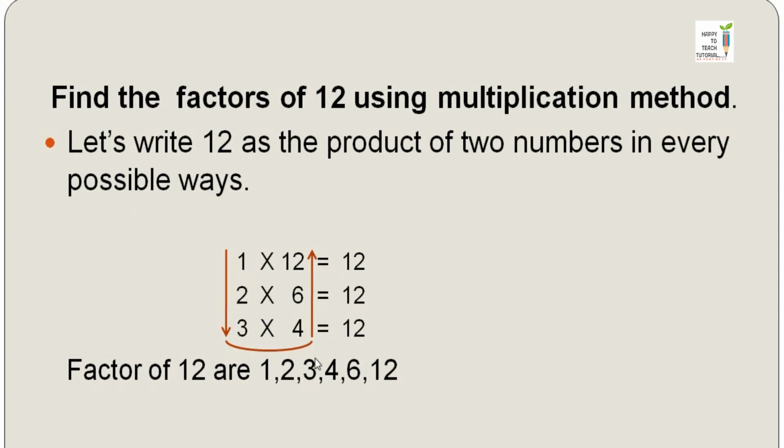So, factors of 12 are all the numbers that are involved in all these products. The numbers involved in these products are 1, 2, 3, 4, 6 and 12. So, factors of 12 are 1, 2, 3, 4, 6 and 12.